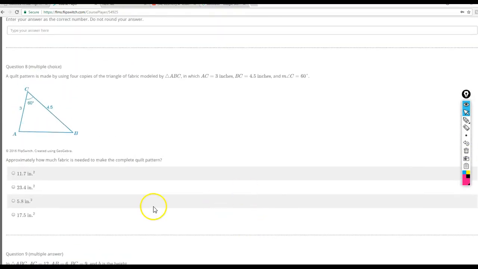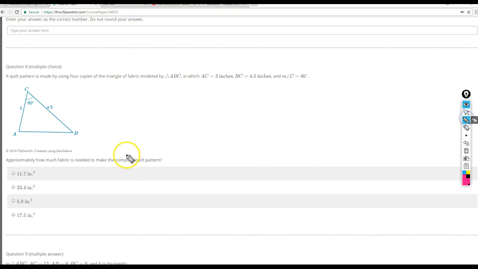Okay, so question 8. A quilt pattern is made by using 4 copies of the triangle of fabric modeled by triangle ABC, in which side length AC is equal to 3 inches, side length BC is equal to 4.5 inches, and the measure of angle C is equal to 60 degrees. Approximately how much fabric is needed to make a complete quilt pattern?